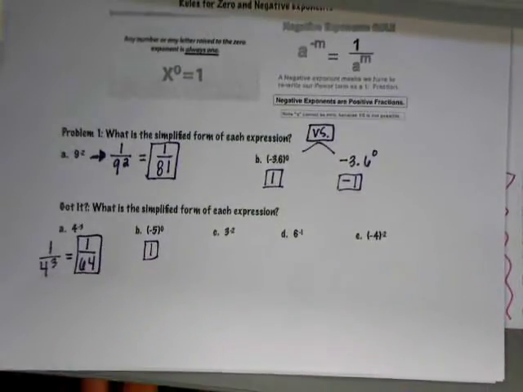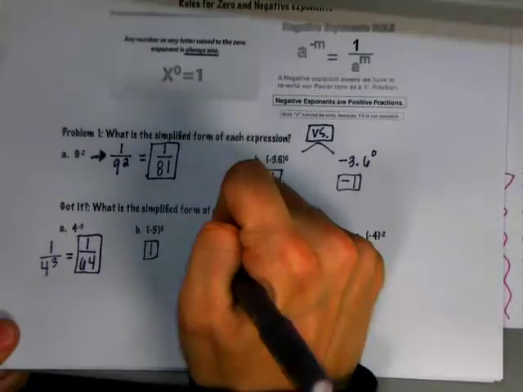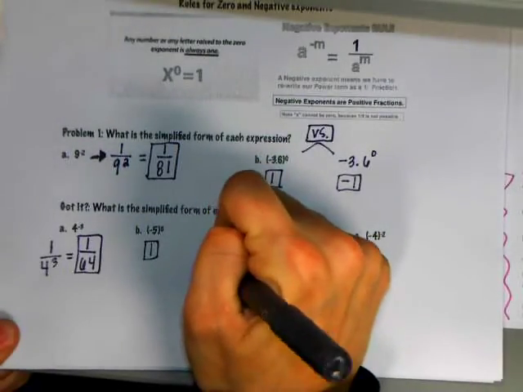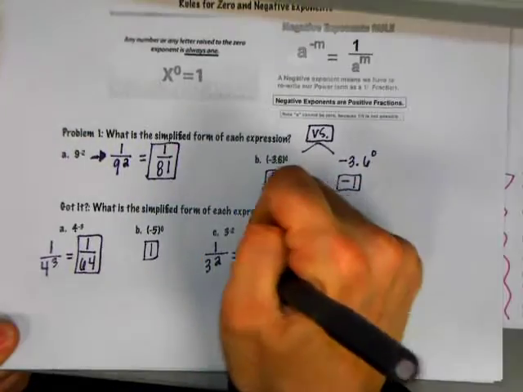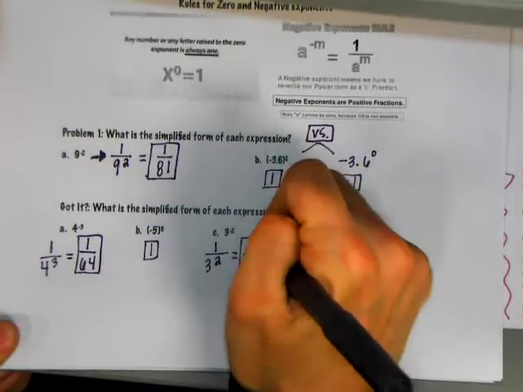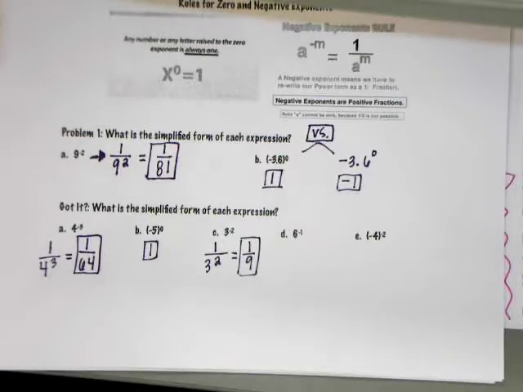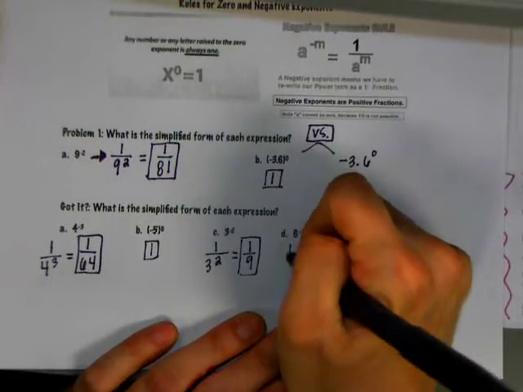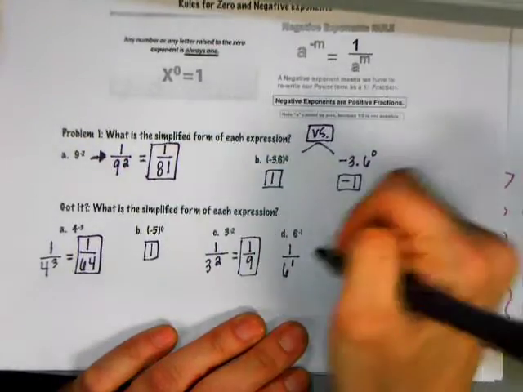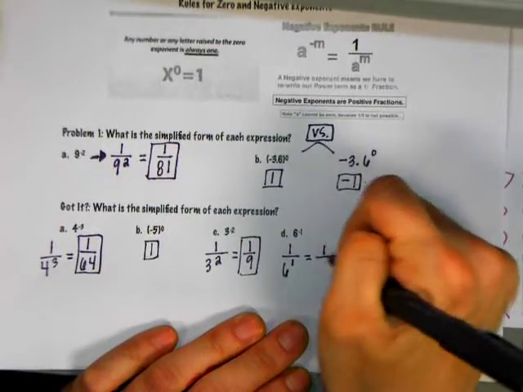Okay, on C, same kind of deal as A, so you would do 1 over 3 to the positive 2 power, and then what's 3 squared? 9, so 1 over 9. Then on the next one, same thing, so it's going to be a positive 1. What's 6 to the 1st power? Yep, just 6.